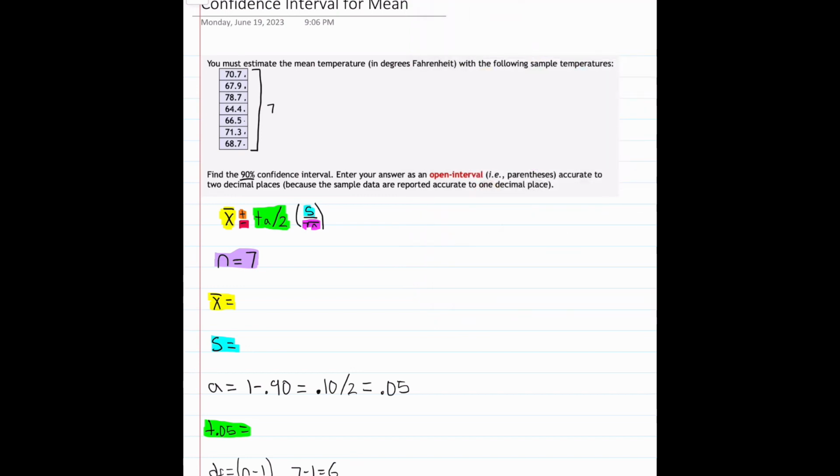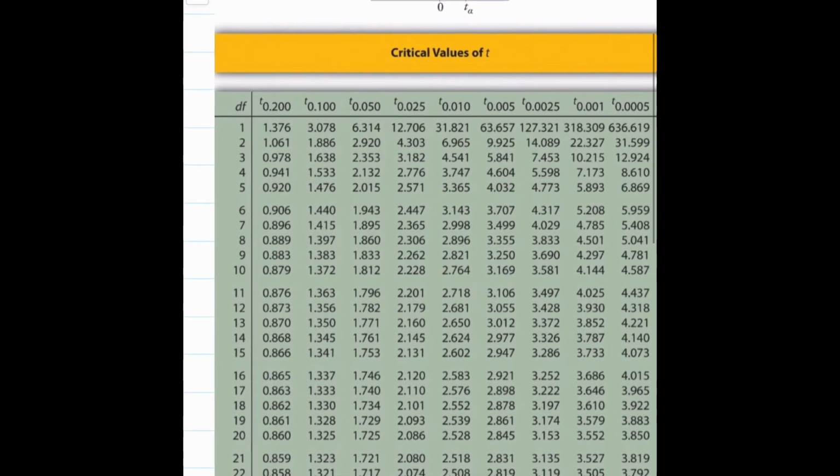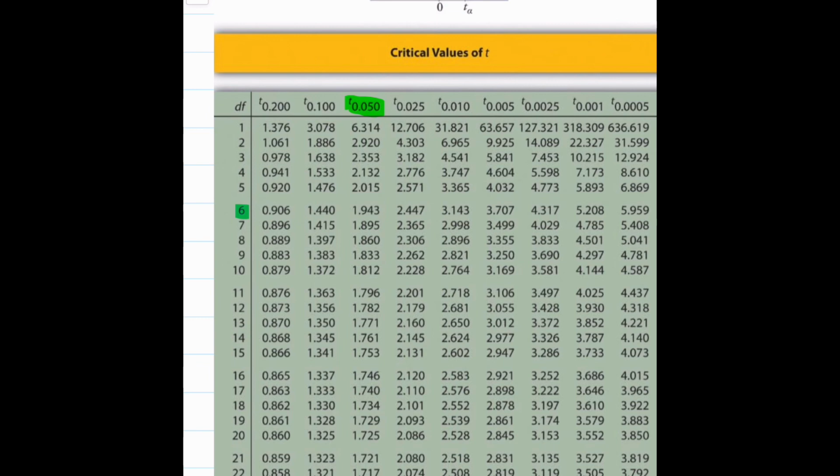Just give me a second here to highlight everything. And then we're going to go over to our critical values of t chart. We go to the side to the degrees of freedom of 6 and the t value of 0.05, and that gives us 1.943.